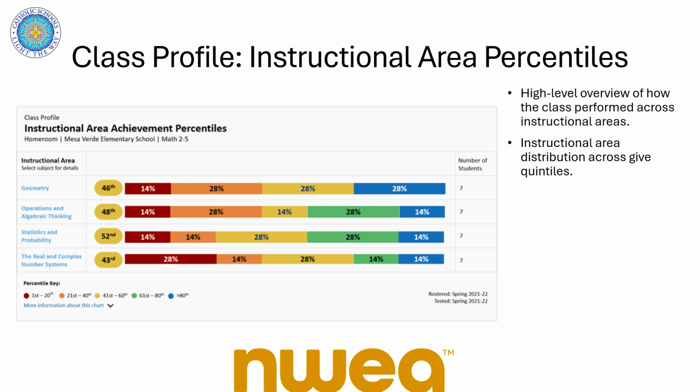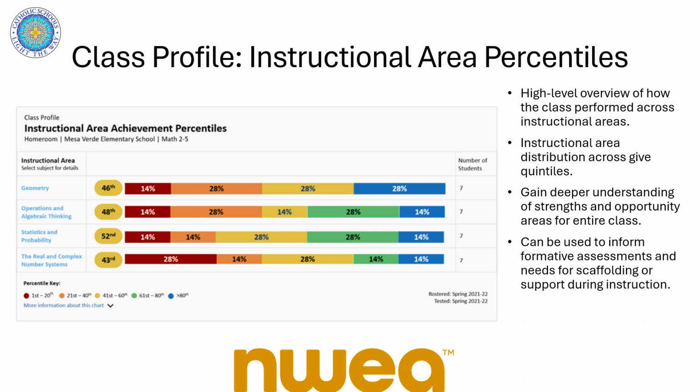Again, this is instructional area distributed across given quintiles, which are the color bands. And it can really be used to gain a deeper understanding of the strengths and opportunity areas for instruction for this entire class. It can be used to inform formative assessments and the needs for scaffolding or support during instruction.